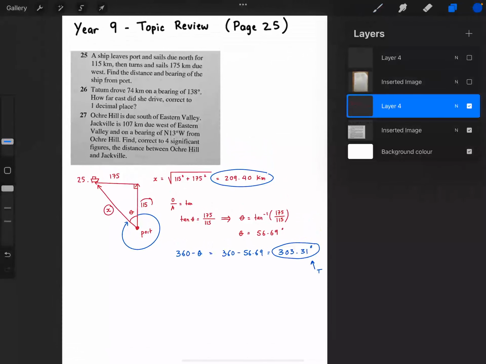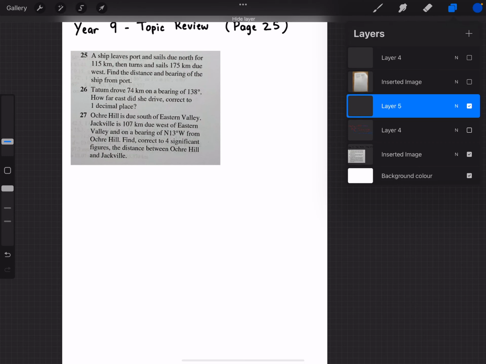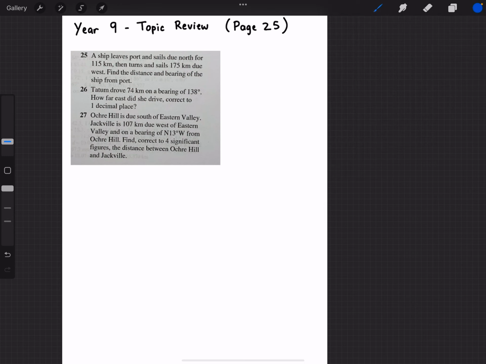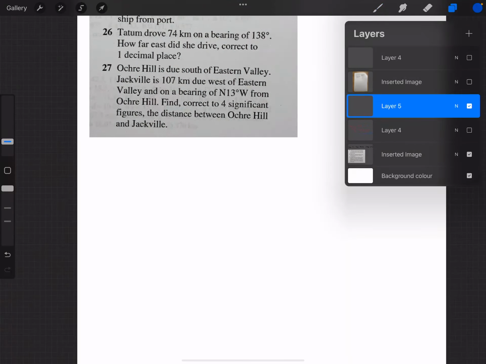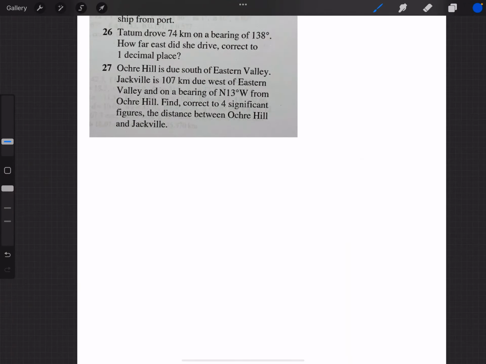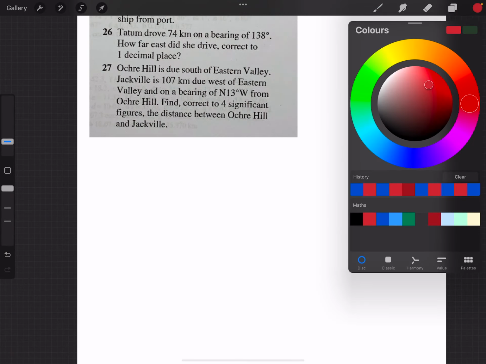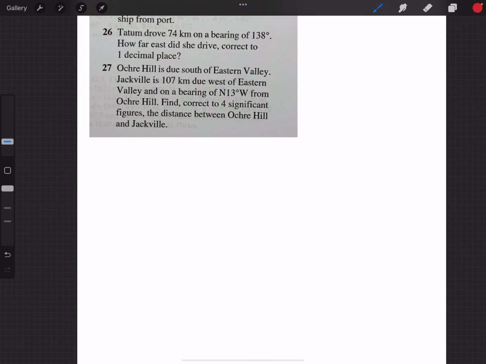Now moving on to question 26. You can pause the video anytime if you want to have a look at it. Question 26 says Tatum drove 74 kilometers on a bearing of 138 degrees. How far east did she drive correct to 1 decimal place?